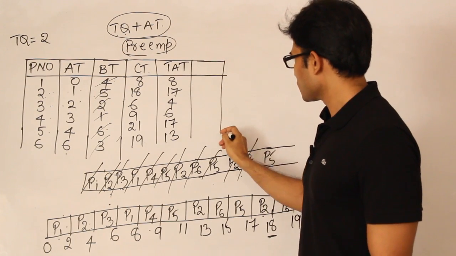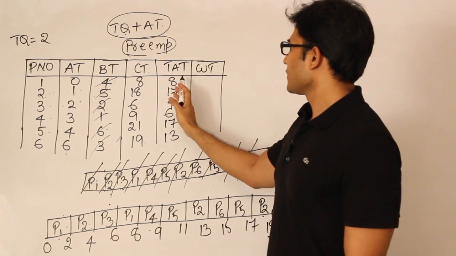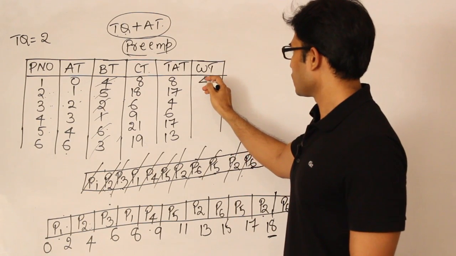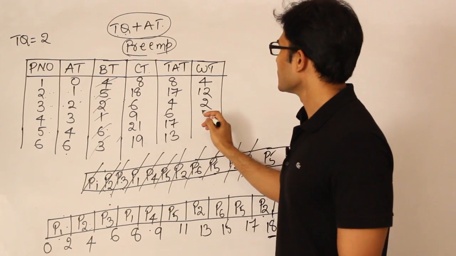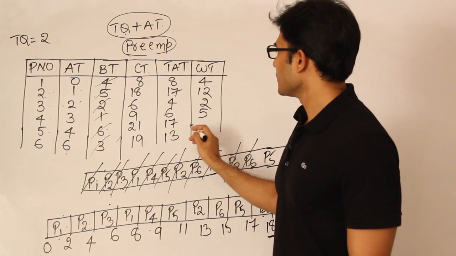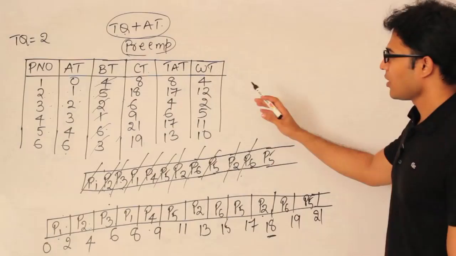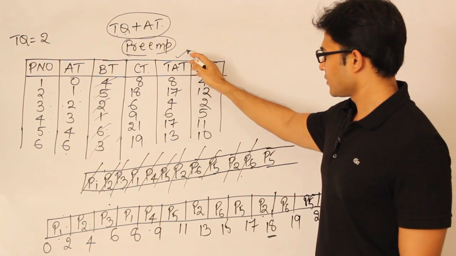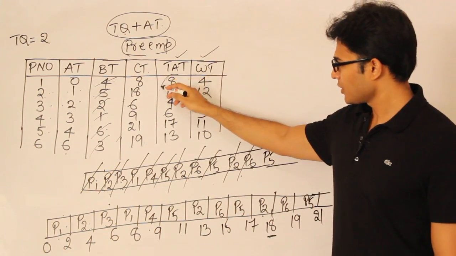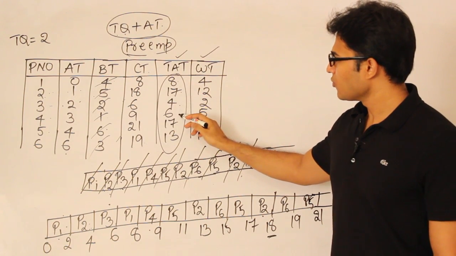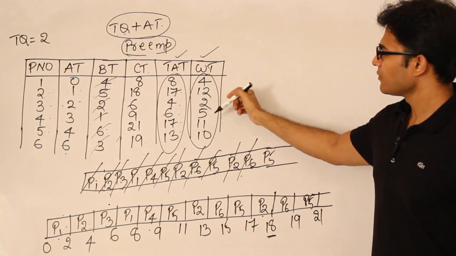And once the completion time is over, then you are supposed to find out the waiting time. So what is waiting time? Turnaround time minus burst time. So waiting time here is 4, and waiting time here is 12, waiting time here is 2, and waiting time here is 5, waiting time here is 11, and waiting time here is 10, right? And after finishing this, you can find out the average turnaround time and average waiting time using the normal method. That is straightforward. So what is the average turnaround time? Add all of them, all 6, and divide by 6, that is average turnaround time. And average waiting time is add all of them and then divide by 6, right?